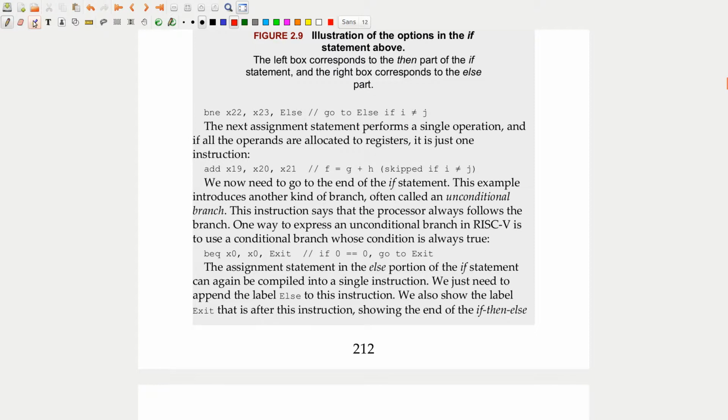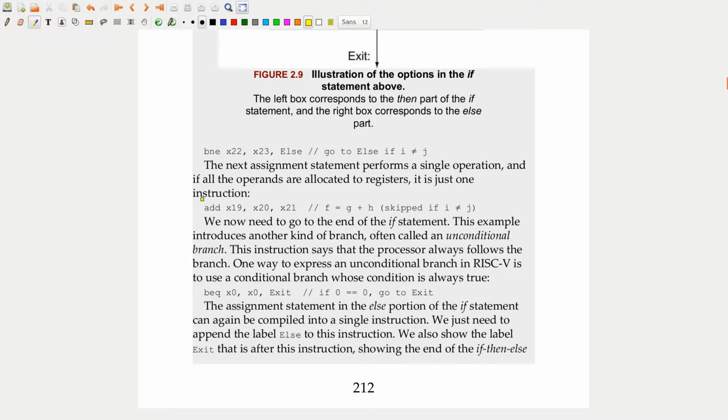And so we can kind of see how they did it. They didn't do it together, which is kind of confusing. So first they do the branch, and if the branch passes, it goes to else. Then they execute the opposite path. If it doesn't go to else, then it branches. So they do a branch if equal x0 is equal to x0. So this will always be true. So this is basically a go to exit.